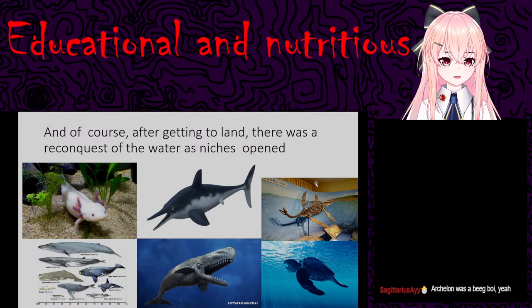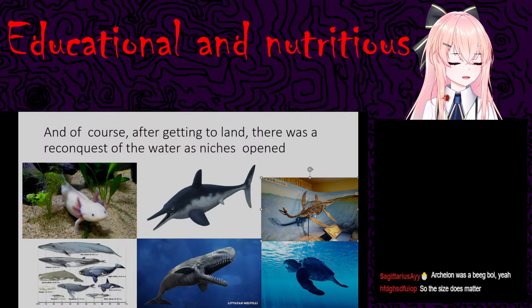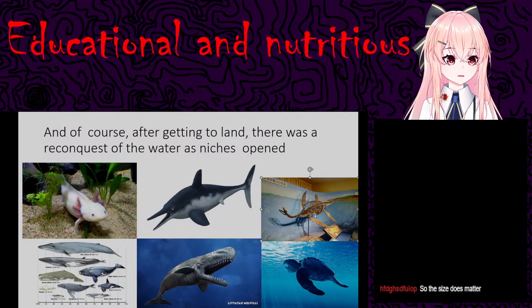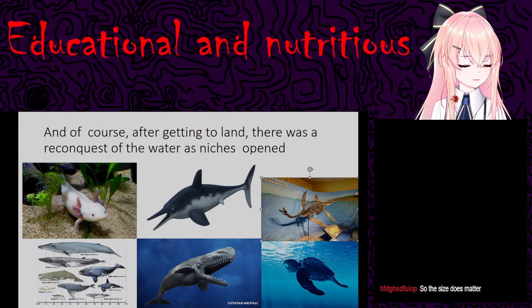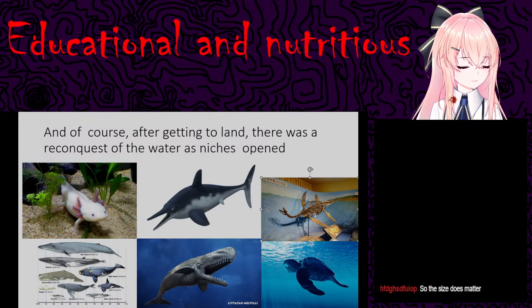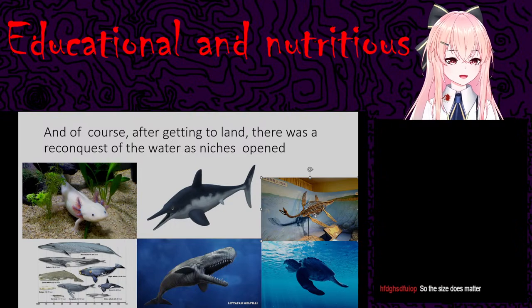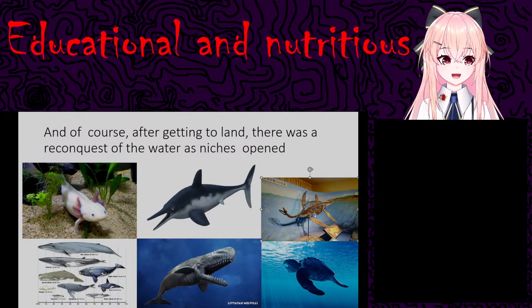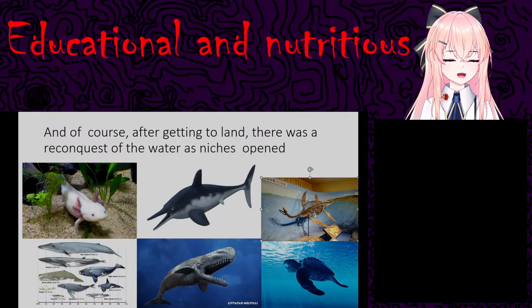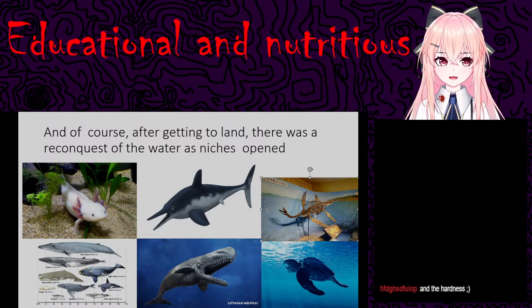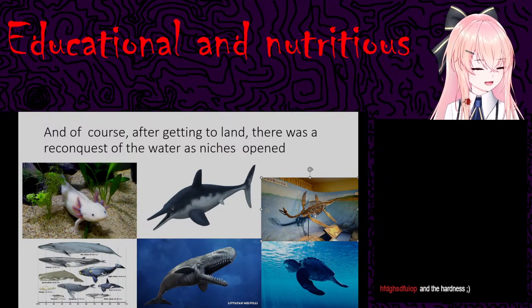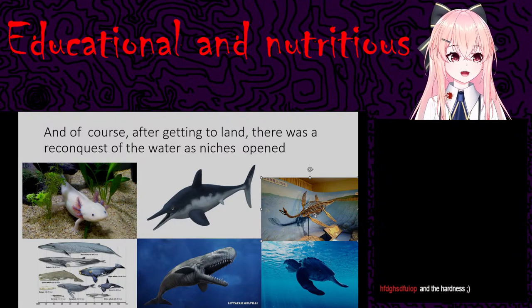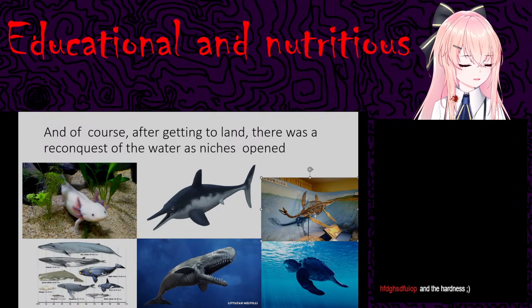And there was a whole lot of plesiosaurus, which are pretty cute. They're kind of sea puppers. Size does matter, you don't understand how much. What counts is to have the right size for the right job, and when it comes to avoiding predation, you want to be as big as possible. That is one of the strategies. Hardness matters too. Archelon was rock hard.